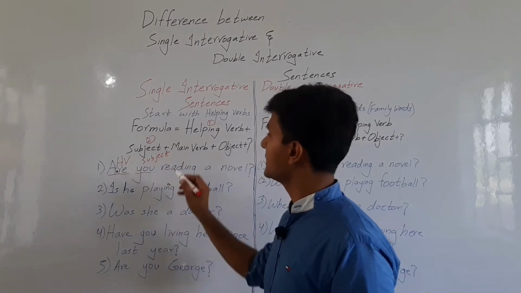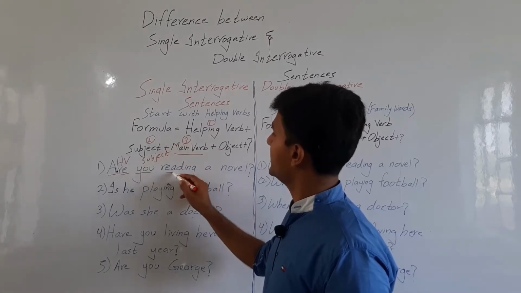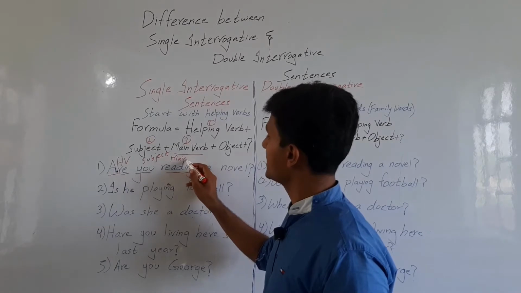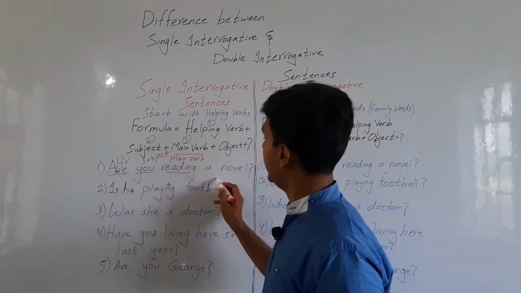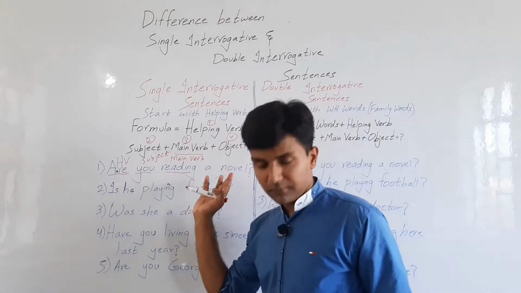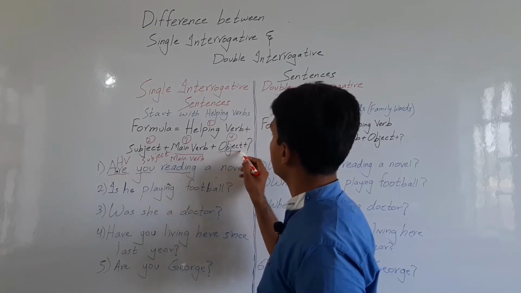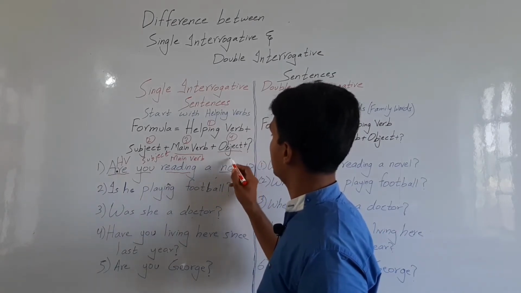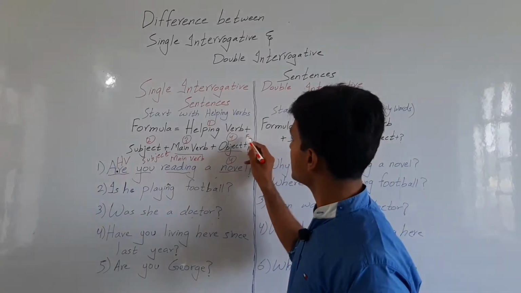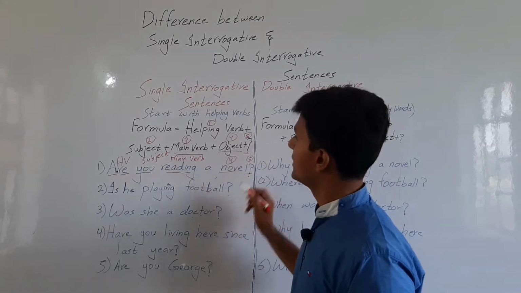And after that the main verb is at number 3. So this is the main verb. And then at number 4 there will be the object. So this is the object at number 4. And at the last, at number 5, it is the question mark. So this is the question mark.